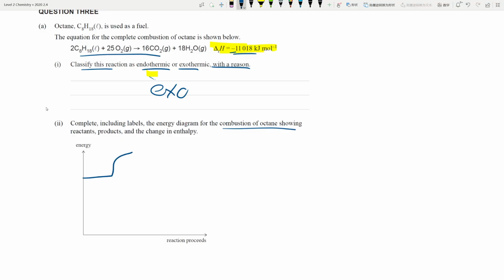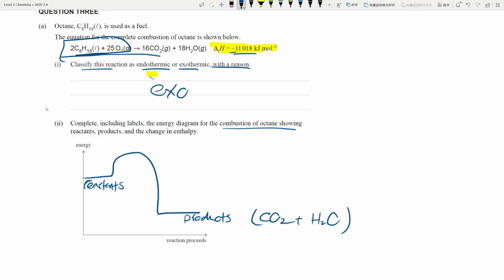Exothermic reaction means your enthalpy at the end is lower, showing the products. I can just label products. If I really want to be thorough, I'll put CO2 plus H2O, that's my products. This is the reactants, which are these reactants up here. The difference between the two lines is the change of enthalpy, which is negative 11018 kilojoules per mole. And from here to here, they didn't say label it, but I did anyway. This is the activation energy.